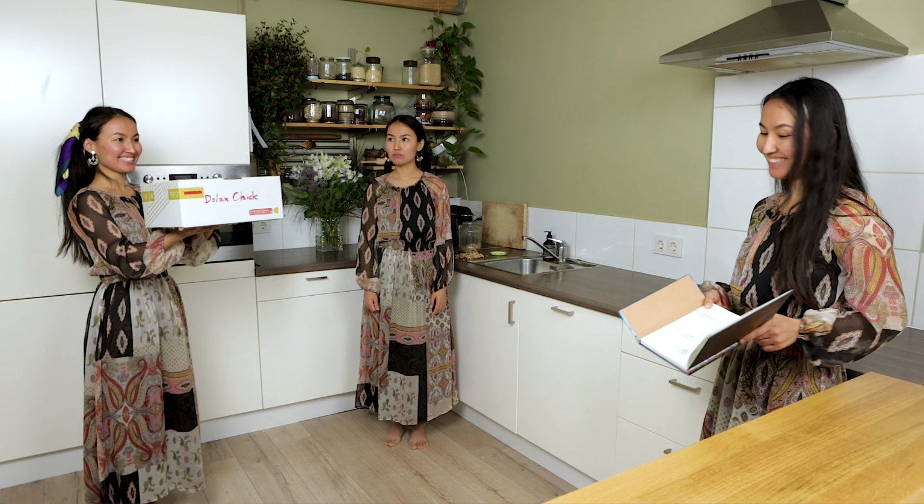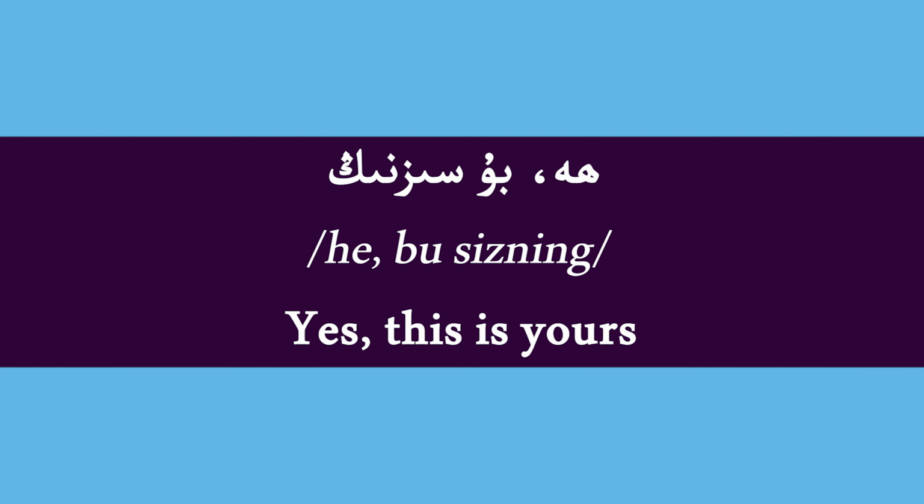Ha, bu sizning. Yes, this is yours. Ha means yes. Bu means this. Siz means you. It's a formal way to call somebody. When you add ning, it becomes possessive. Sizning means yours. Ha, bu sizning. Yes, this is yours.